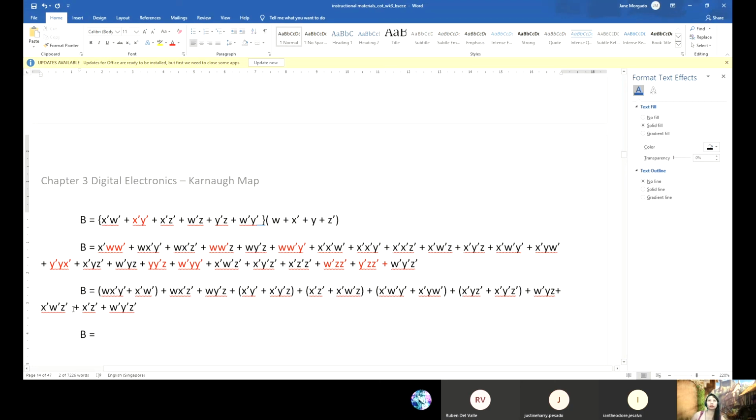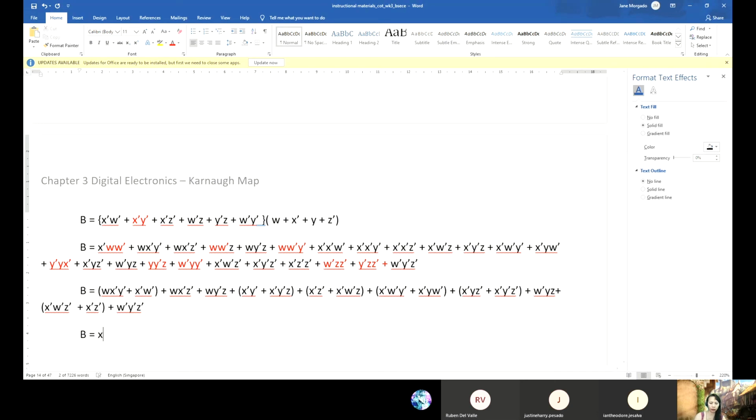Okay, ito. Pwede yan. Okay, ano pa? Y prime. Okay, yan muna. We'll see. Okay, wx prime y prime plus x prime w prime. So, ano bang iyan natin dyan?